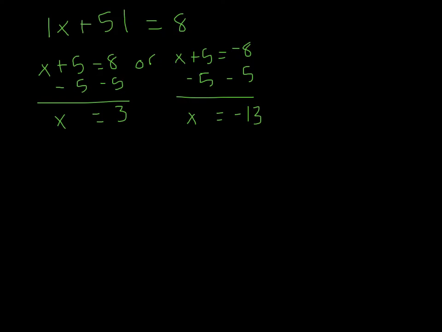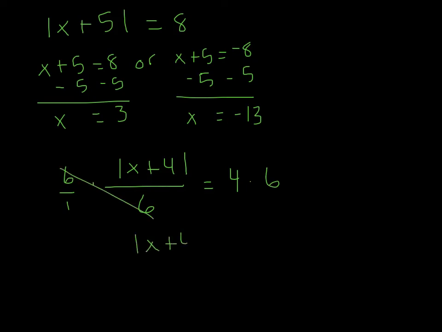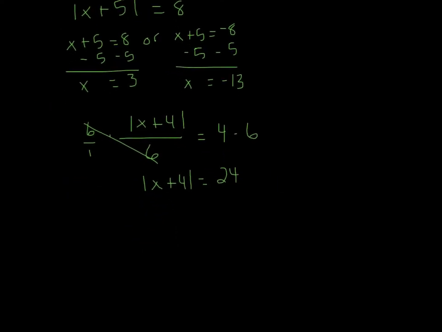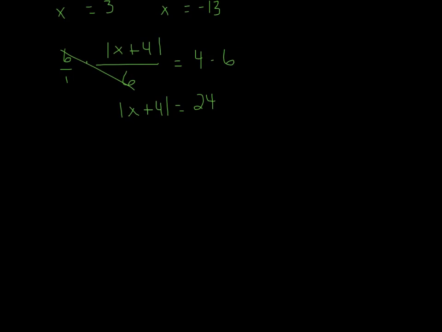And finally, we have absolute value of x plus 4 over 6 is equal to 4. And so we got to get the absolute value by itself. Multiply by 6 over 1 times 6 on this side. Those cancel. Absolute value of x plus 4 is equal to 24. Let me shrink it down. Just move it up a little further. So we got x plus 4 equals 24, or x plus 4 equals negative 24.